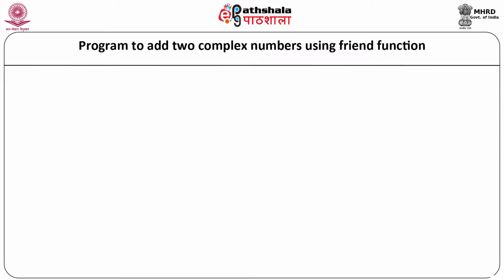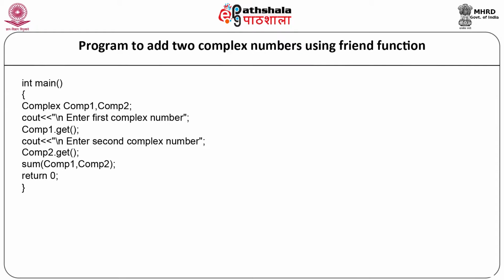Now we will start with our main function, integer main. Here we are going to declare two objects of class Complex as Complex comp1, comp2. We will display the message to the user, enter the first complex number, we will take it as comp1.get. Cout, enter the second complex number, we will take the input as comp2.get. Now we are going to call the function sum. Here comp1 and comp2 are the objects of class Complex, which will be passed as arguments, and return 0.